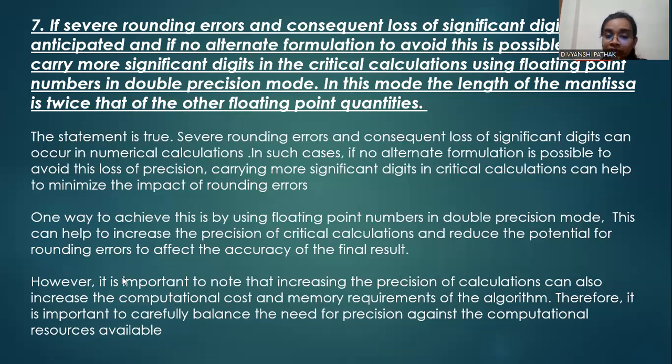However, it is important to note that increasing the precision of calculation can also increase the computational cost and memory requirement of the algorithm. Therefore, it is important to carefully balance the need for precision against the computational resources. So, इसका मतलब ये है कि अगर हम प्रिसीजन को इंक्रीज करना चाहते हैं, हम like we are using more significant digit to increase the precision of our result.